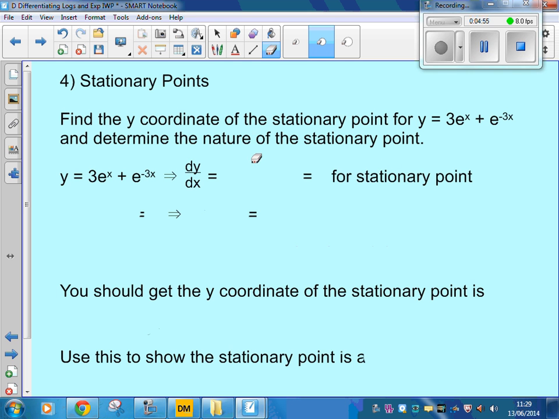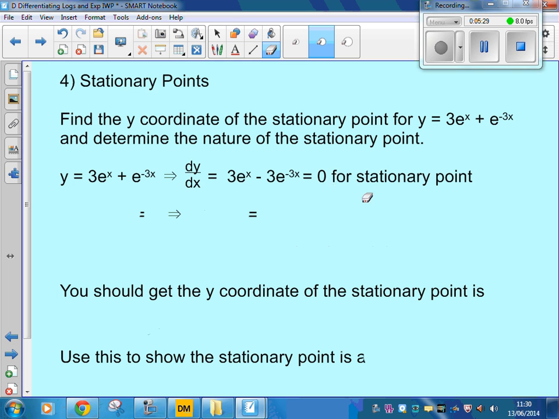Stationary points. Find the y coordinate of the stationary point for y equals 3e to the x plus e to the minus 3x, and then we've got to find out what type of stationary point it is. So the first thing is we differentiate it. Differentiate 3e to the x, it stays the same, because e to the x stays the same. Differentiate the e to the minus 3x, you differentiate the minus 3x, it becomes minus 3 in front, and the e to the minus 3x stays there, so it becomes minus 3e to the minus 3x, that part.